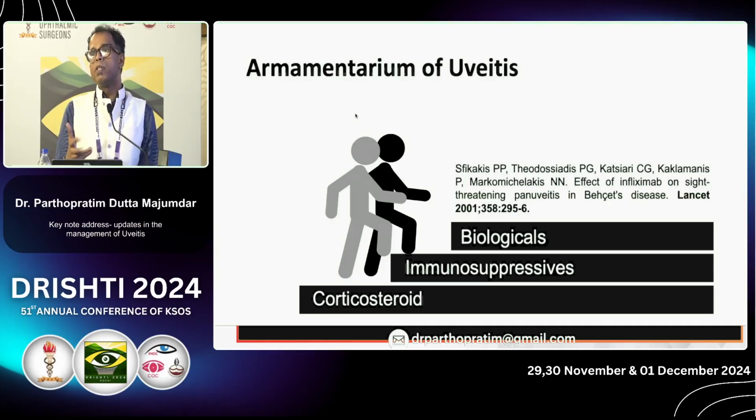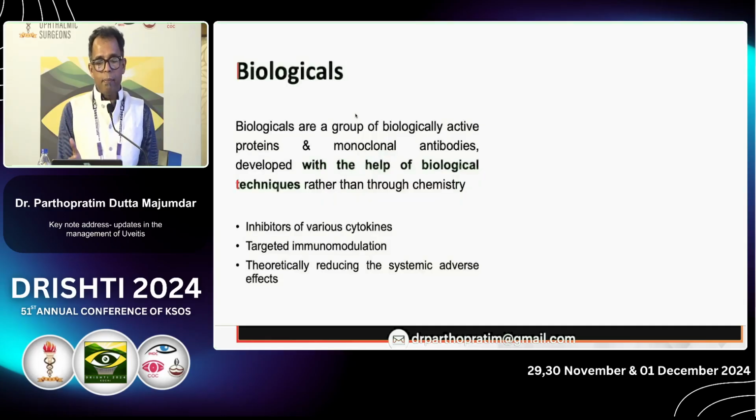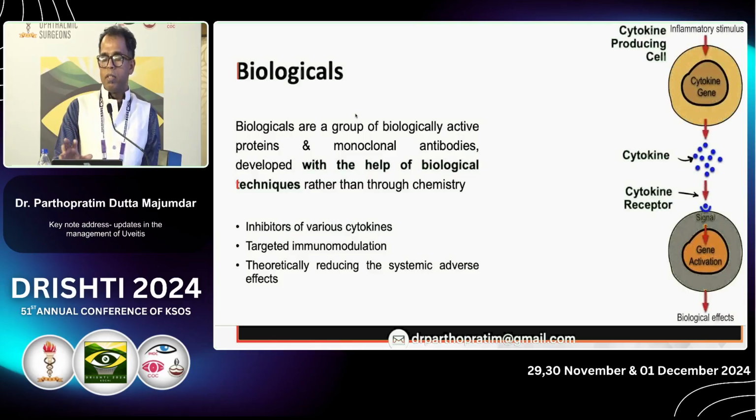That's why immunosuppressives are considered prone to having many more side effects. So there was a continuous effort to identify agents which would theoretically cause minimum side effects. That's how biologicals came. Biologicals are biologically active substances, called biologic because they are made with the help of biological techniques, like monoclonal antibodies. They basically interfere with the transmission of the inflammatory cascade. Like, if there is a cytokine-producing cell, there will be cytokine production.